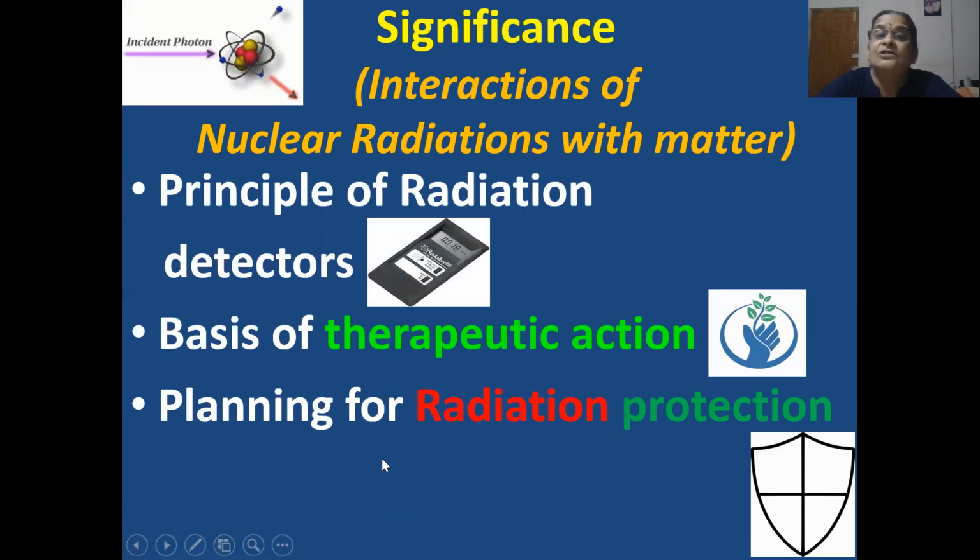The significance of today's topic is that they are the principles of the radiation detector. They are the basis of the therapeutic action of these nuclear radiations on matter, on the cancerous tissue for that matter. And planning or shielding of the nuclear radiations to protect the radiation worker can be planned according to these interactions. If you know how much the interaction will be, how serious it will be, accordingly the shield can be planned.